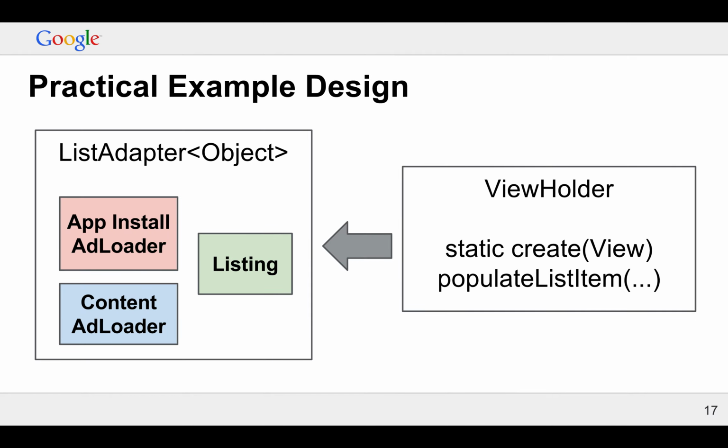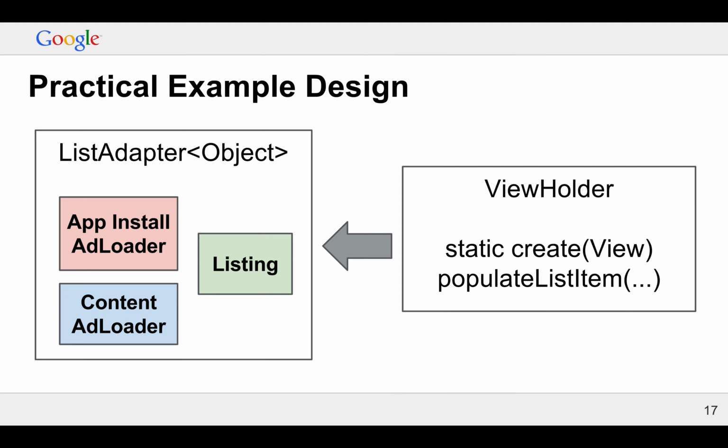The design of this app is, the whole app's based on a list view, and a lot of the work is done in the adapter for that list view. At the beginning, there are only listing type objects, and those listing objects know how to populate themselves in the list. What we're going to do is add two new objects to this adapter. We're going to add AppInstallAdLoader objects and ContentAdLoader objects. And these objects know how to load app install ads and content ads respectively.